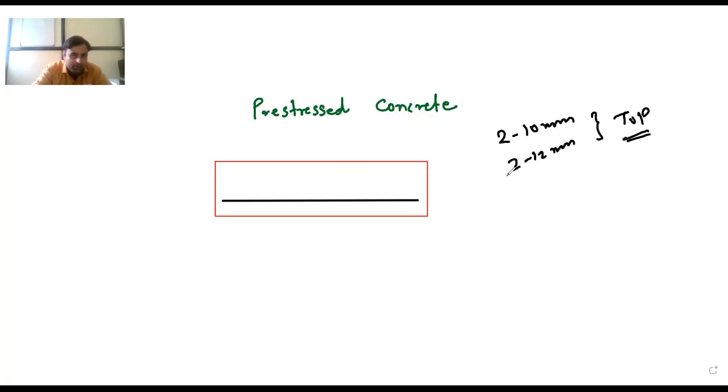The earthquake IS code. I don't remember exactly the clause number, but one of the clauses there says that you have to place a minimum of 2 bars of 10 mm diameter at the top of the beam, for anchorage purpose and for resisting the earthquake forces. So this is our normal beam we are talking about, and this steel reinforcement at the bottom we design for the bending moment.